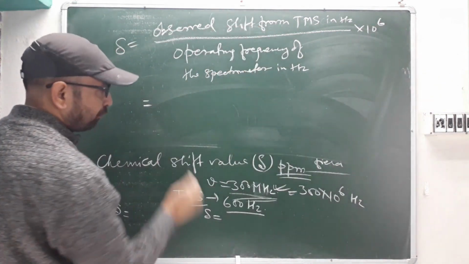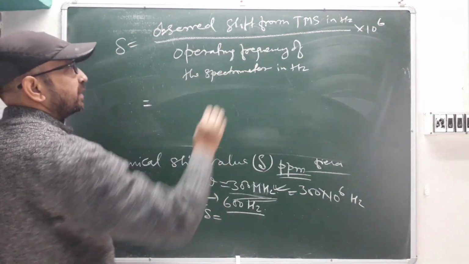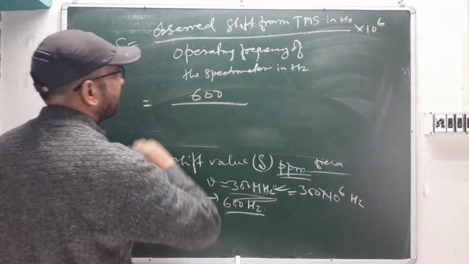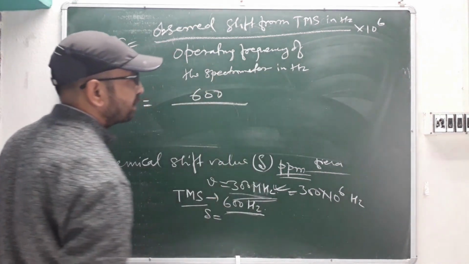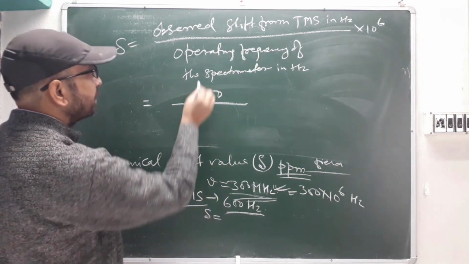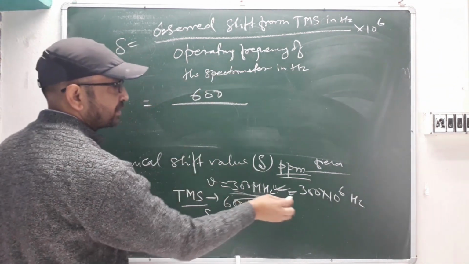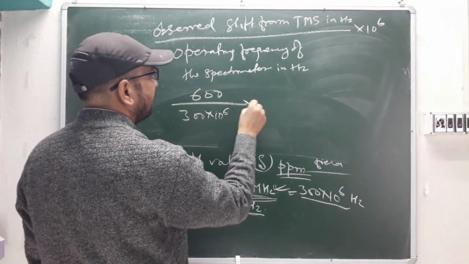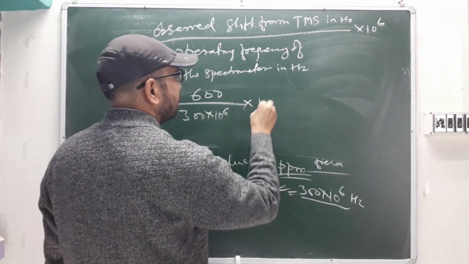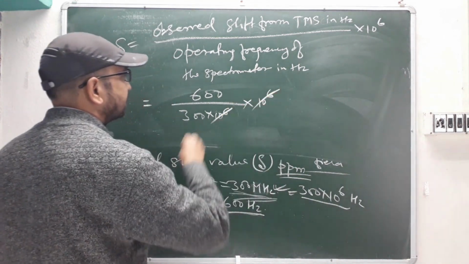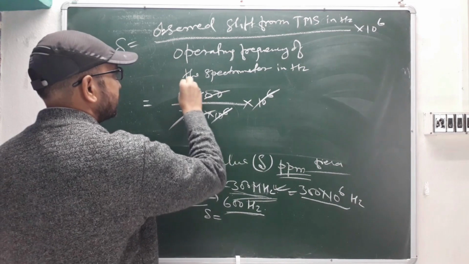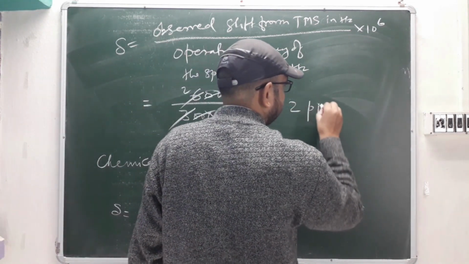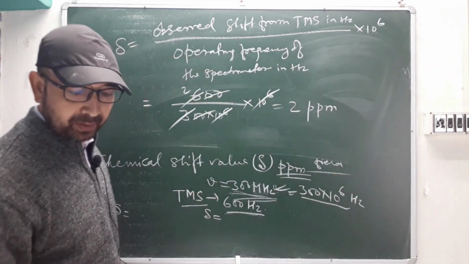So now see, you have all the values, right? Observed shift from TMS is 600 hertz. So 600 divided by the operating frequency of the spectrometer in hertz. The operating frequency is 300 megahertz, it means 300 into 10 to the power 6. So 300 into 10 to the power 6 in the denominator, and you have 10 to the power 6 in the numerator; this will cancel out. 3 into 2, so your peak distance will be 2 ppm, parts per million, correct?